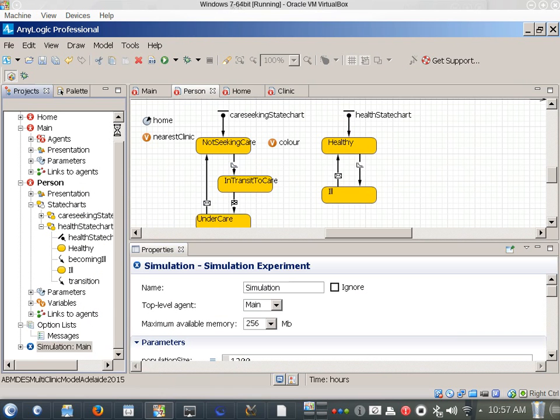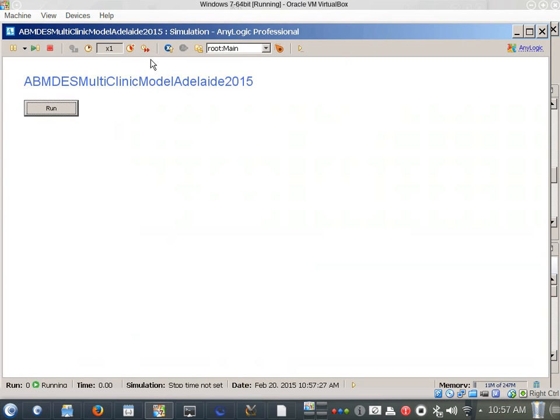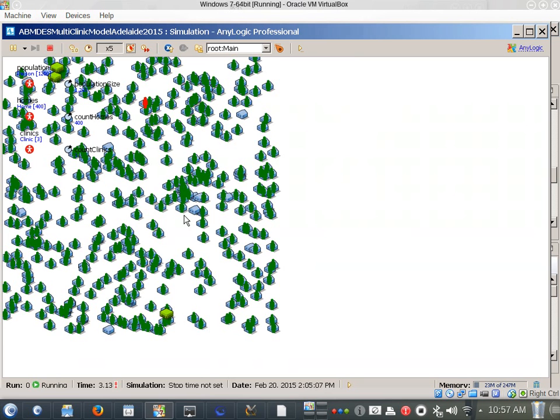So, ladies and gentlemen, if you run this, you should see something like this. You should see people turning ill. They're not yet in transit. And I'm going to turn down the speed here. Okay, so this is going hour by hour here. So we've got a couple of people who have been ill, and now they're moving into the facility.